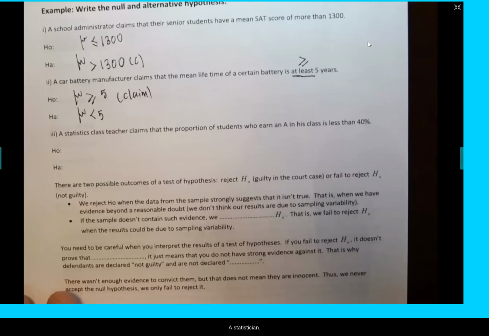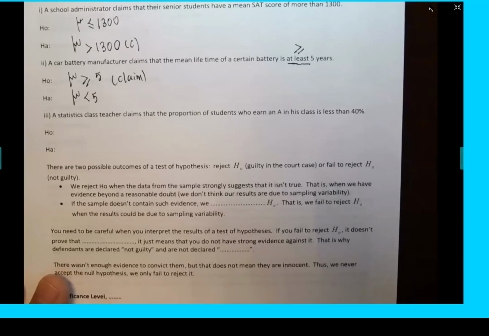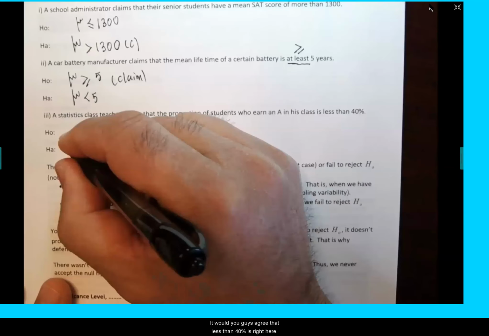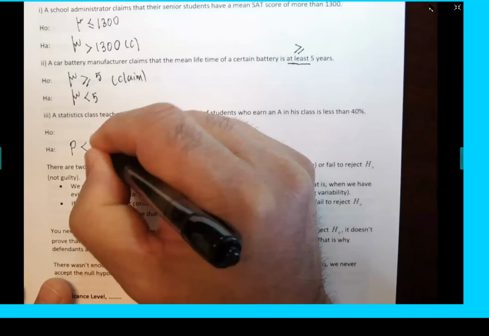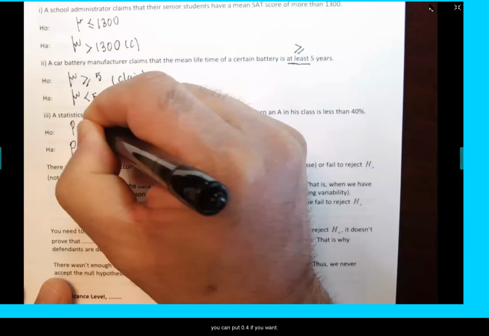A statistician or a statistics class teacher claimed that the proportion of students who earn an A is less than 40%. So would you guys agree that less than 40% is right here? And P is greater than or equal to 40%. You can put 0.4 if you want. Okay.